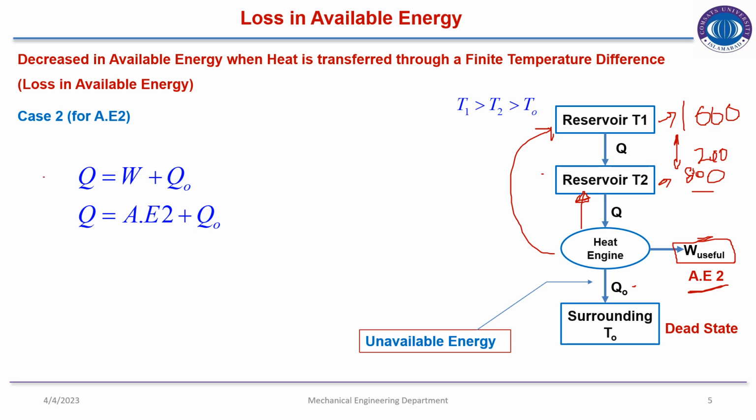According to the first law of thermodynamics, we have the relation Q is equal to W plus Q0. Q is the amount of energy supplied by the reservoir, W is the amount of energy converted into useful work, and Q0 is the amount of energy rejected to the atmosphere. Here useful work is equal to available energy 2, and from the previous slide we know that available energy 1 is greater than available energy 2.